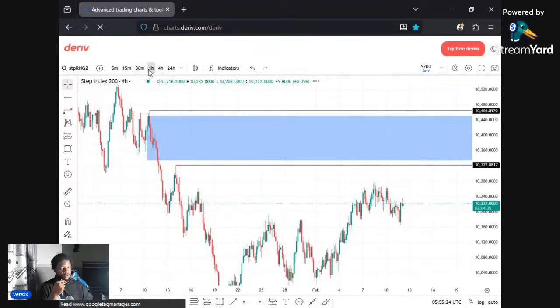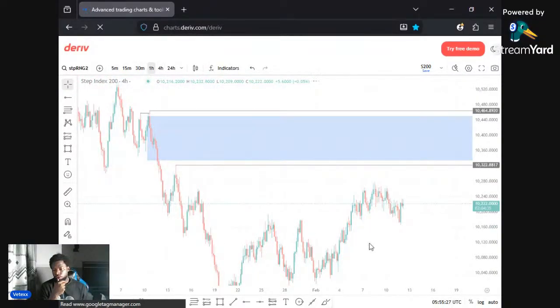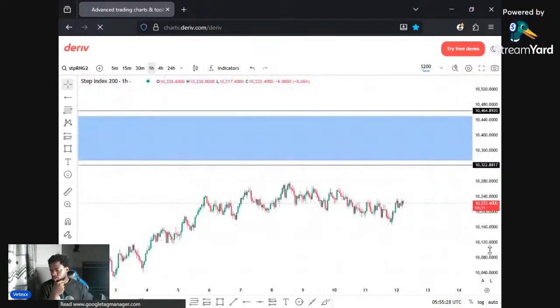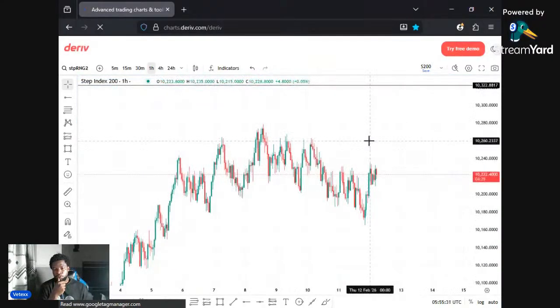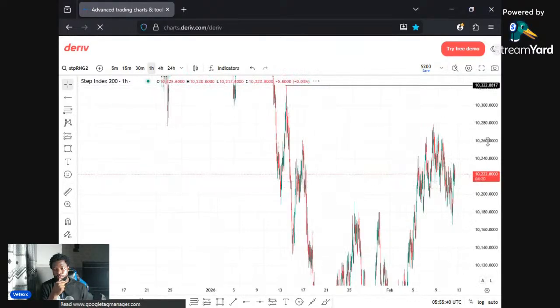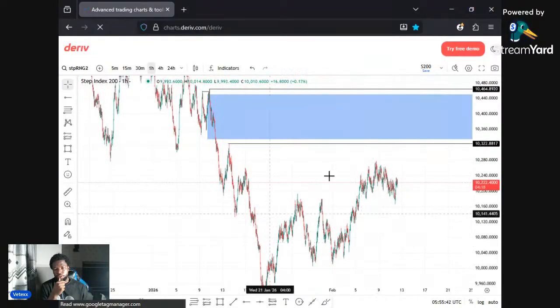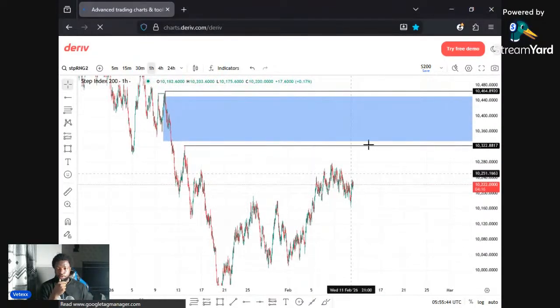There is something on the 1 hour time frame, but there is so much noise here, and I'm not interested. So I'm waiting for price to enter the 4 hour time frame zone. So let me check the next pair.